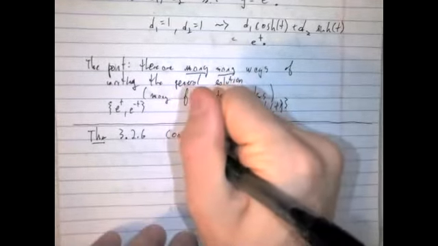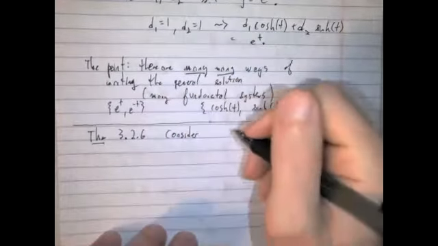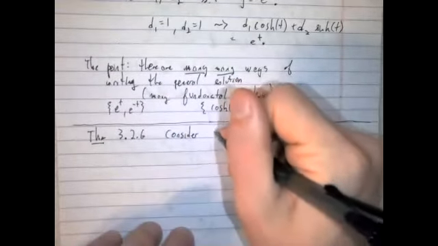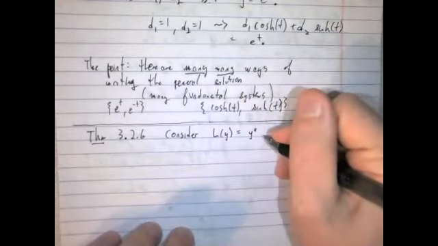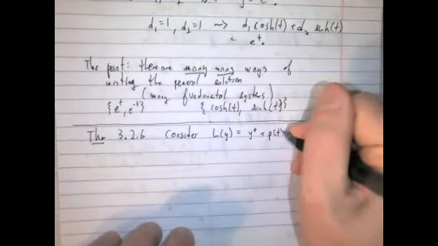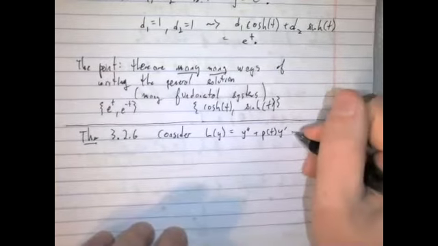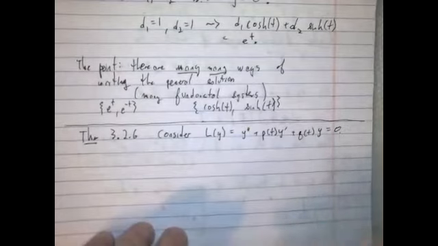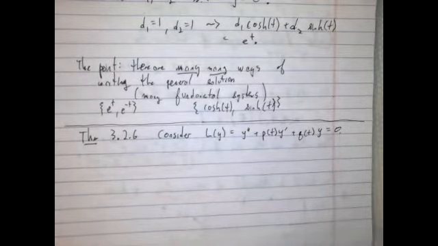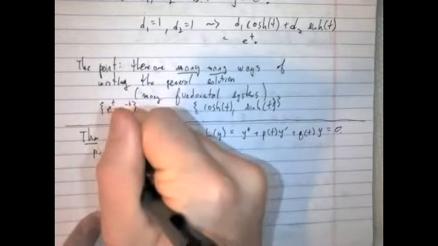So consider some differential equation, L of y is equal to y double prime plus p of t y prime plus q of t y is equal to 0, for p and q continuous.